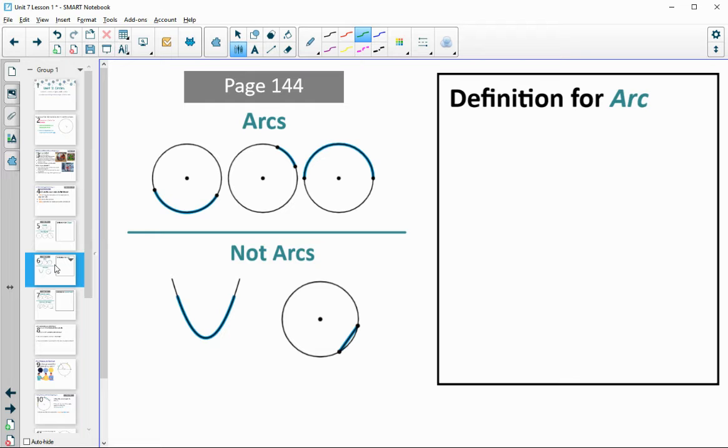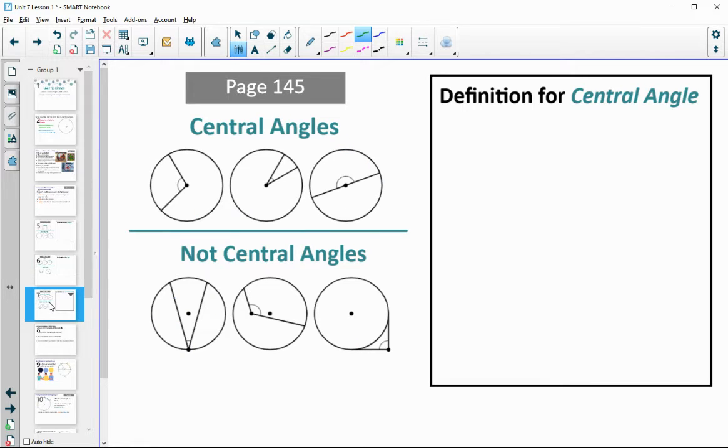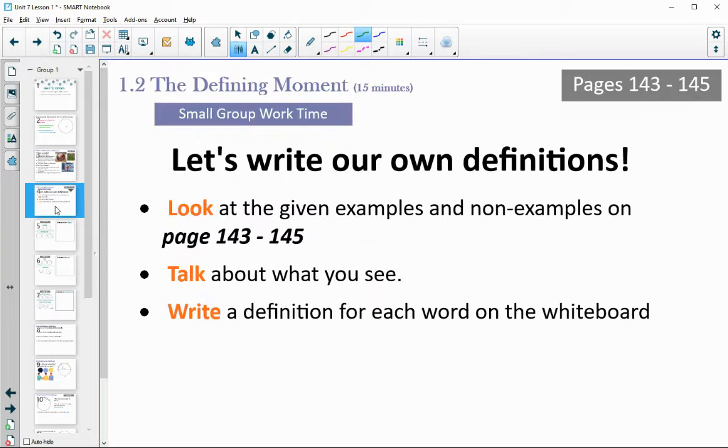Page 144, you're going to be trying to do the definition of arcs. So you have some arcs and not arcs. And then on page 145, you're going to be working on a definition for central angles. So here's some central angles. Here's some not central angles. So go ahead, analyze those examples and non-examples to write your own definition, and then come back to the video.